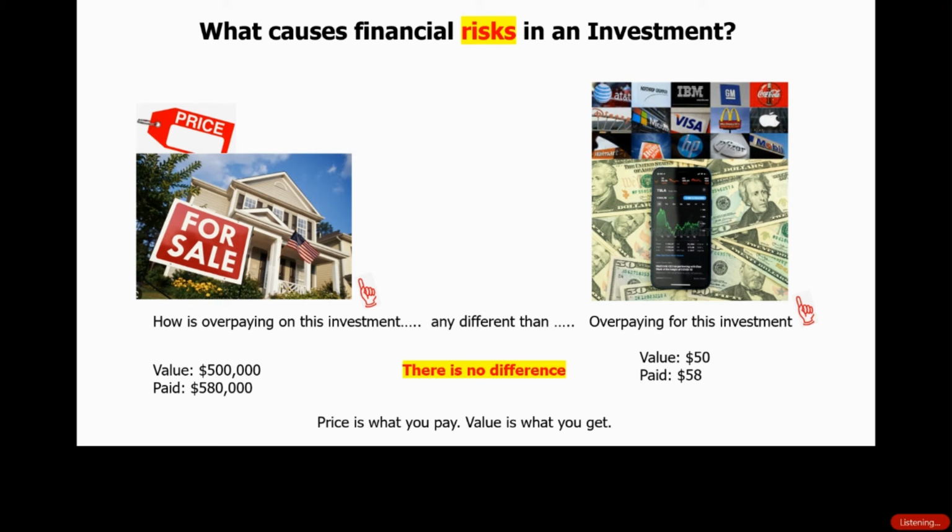That ratio, 500,000 to 580,000, is exactly the same as paying $58 for something that's worth 50. And that's what Charlie Munger and Warren Buffett mean. And that's our second risk. Price is what you pay, and the value is what you get.